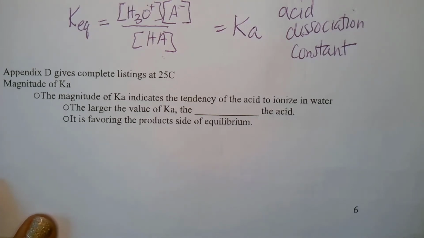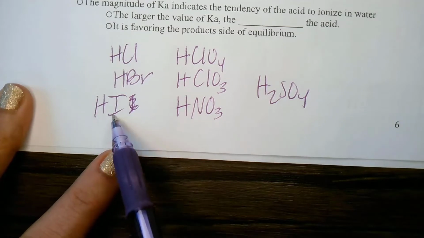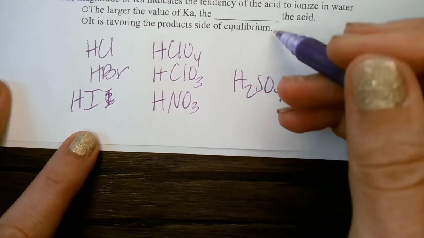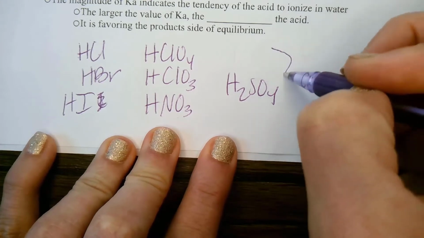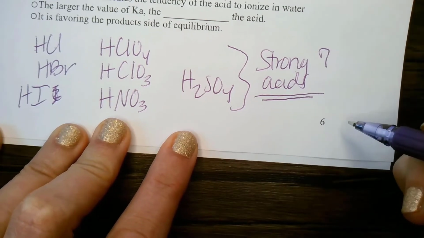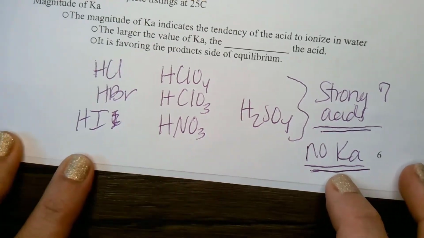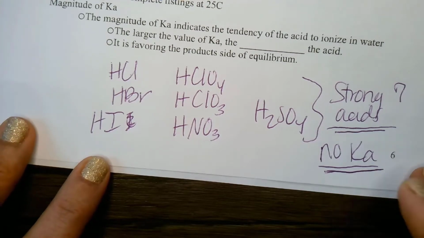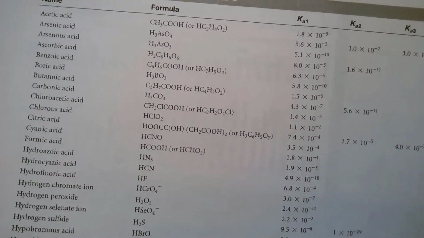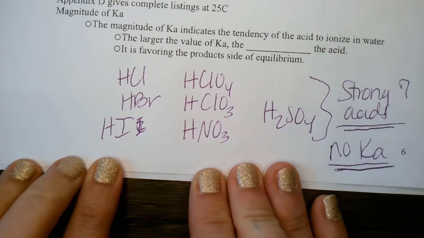Remember, we have our 7 strong acids: hydrochloric acid, hydrobromic acid, hydroiodic acid, nitric acid, chloric acid, perchloric acid, sulfuric acid. These 7 are strong acids. There are no Kas for these because they 100% dissociate. There is no equilibrium for these 7. So when we talk about stronger Kas versus weaker Kas, when we look at this appendix, they're still all for weak acids. Let's say those one more time, hopefully to get that stuck in your head.